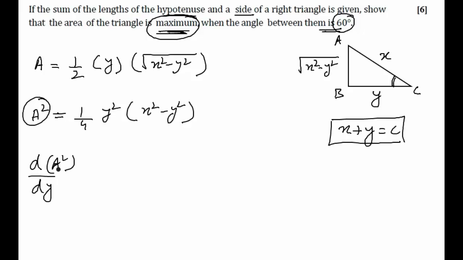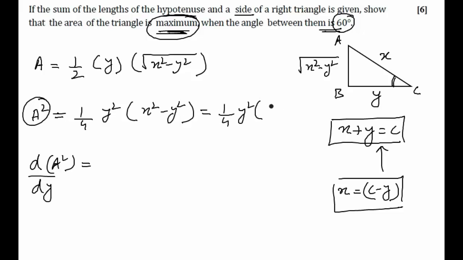So now if area is becoming maximum, then the differential with respect to one of the variables should become equal to 0, right? But since my original equation has two variables x and y, differentiating will give us complicated equations. What we do is, we use this given data x plus y is equal to c to replace x in terms of y. So basically x now becomes c minus y. So if I use it here, I will get A square is equal to 1 by 4 into y square into c minus y whole square minus y square.